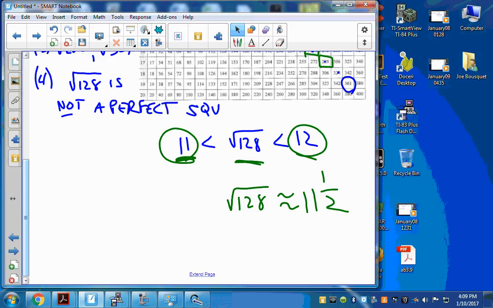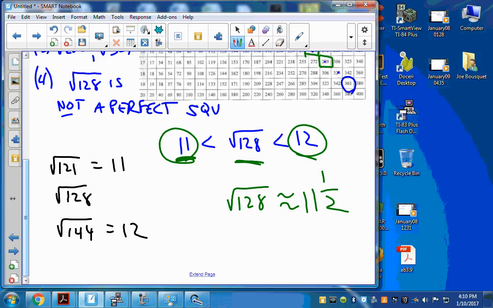Another way of looking at it is the square root of 121 is 11 and the square root of 144 is 12. You can get that from the table. So the square root of 128 is going to be about 11 and a half. And that's what I want you to answer.